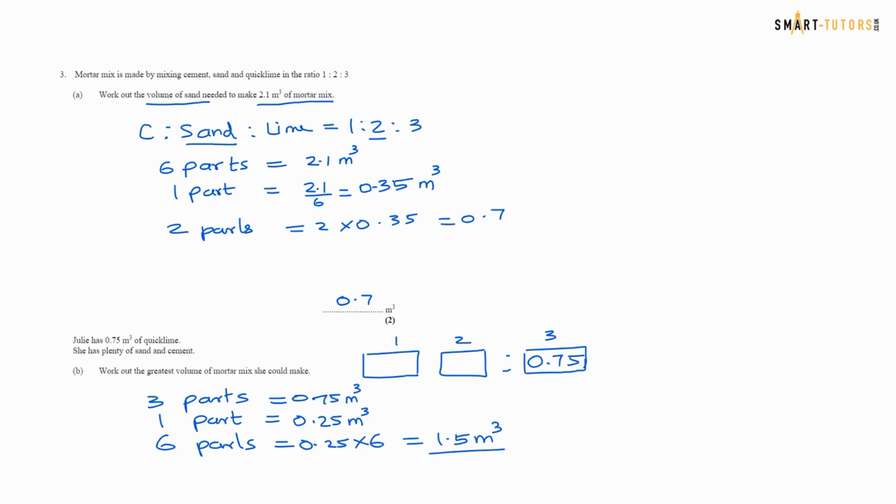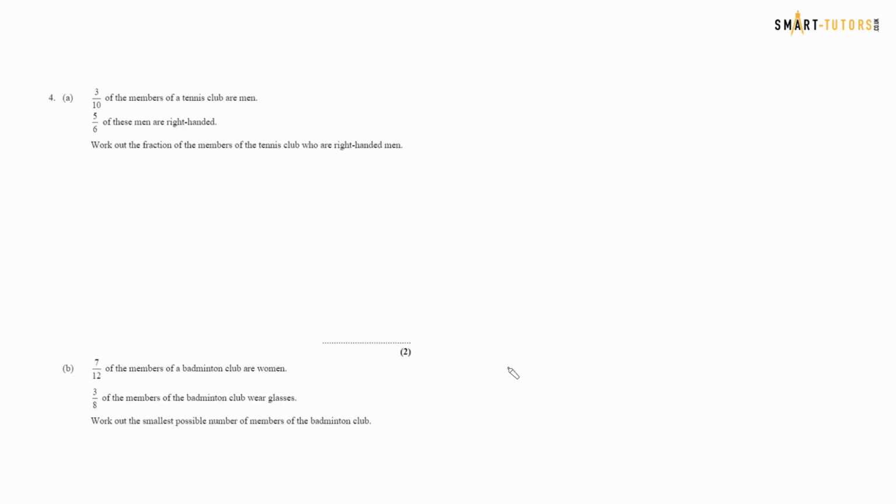So that is the answer for question number 3. Question number 4a. 3/10 of the members of the tennis club are men. 5/6 of these men are right-handed. Work out the fraction of the members of the tennis club who are right-handed men.